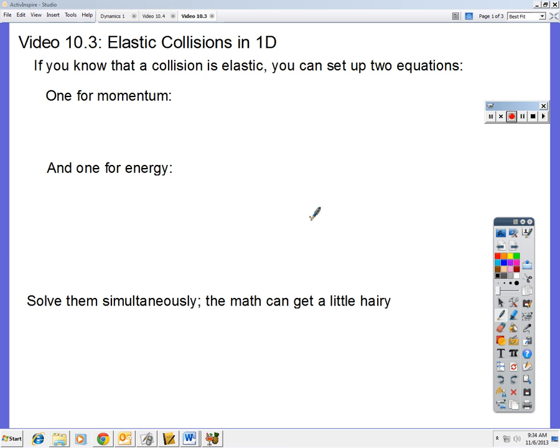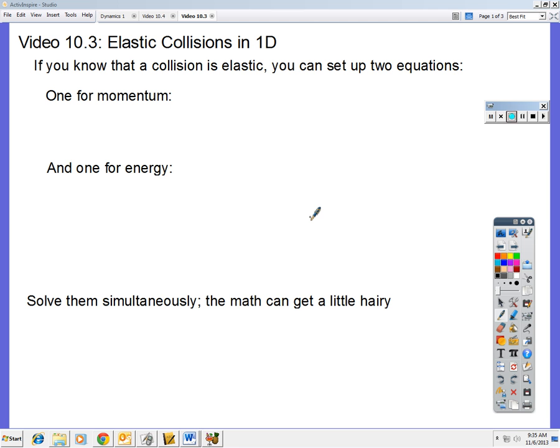This is video 10.3, which deals with elastic collisions in one dimension. We learned about collisions in general in the previous video. We said that momentum was conserved in collisions, and we also said that there are three kinds of collisions. Well, really two kinds. There's elastic collisions, in which energy is conserved, and there are inelastic collisions, in which energy is not conserved. And today we're looking at elastic collisions.